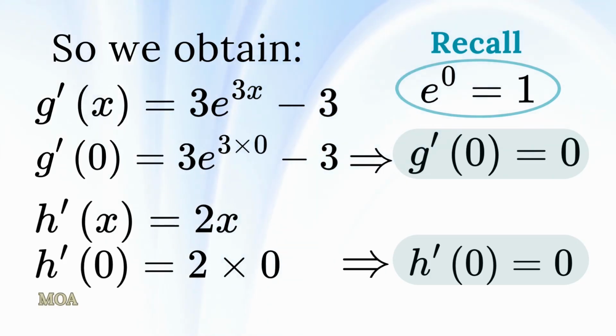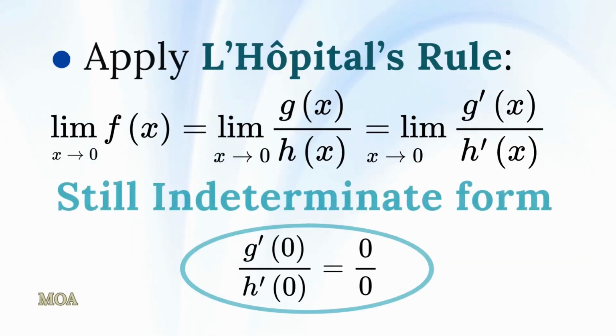Substituting x equals 0, we find g prime of 0 equals 3 times e to the 0 minus 3, which is 3 minus 3, so g prime of 0 equals 0. On the other side, h prime of 0 equals 2 times 0, which is also 0. Since both derivatives are 0, the limit is still in the indeterminate form 0 over 0. That means we can and must apply L'Hopital's rule a second time.